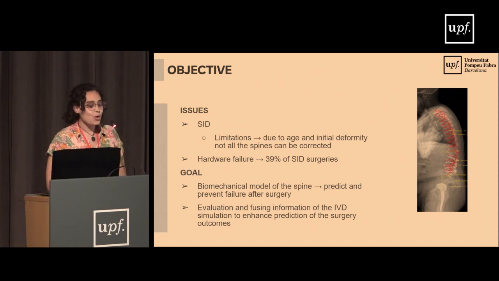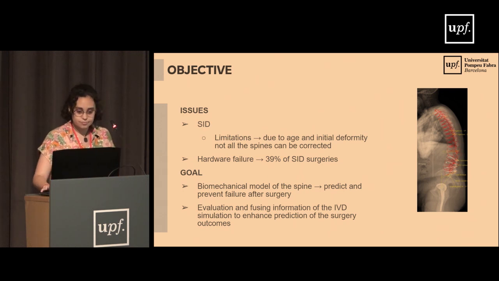With so much work to do, we needed to set a clear set of goals and topics we wanted to talk about, so we focused on the limitations and failures of the SID. Some of the factors that might intervene in it do not allow the correct correction of the spine, and there's a high risk of hardware failure. So knowing this, we decided to focus our work on trying to create a biomechanical model to predict, prevent, and try to evaluate the failure of these kinds of surgeries, fusing the information that we could obtain through the IVD model.